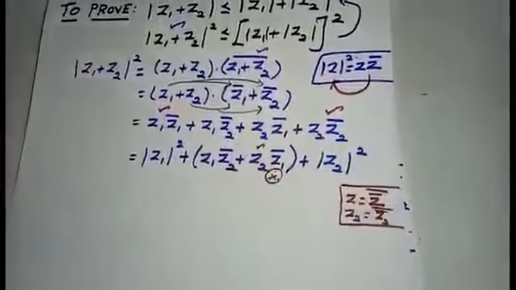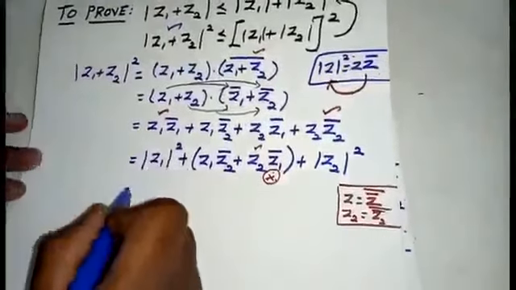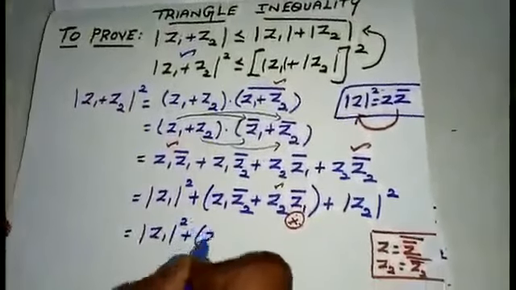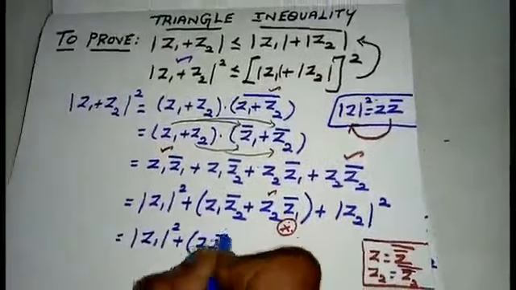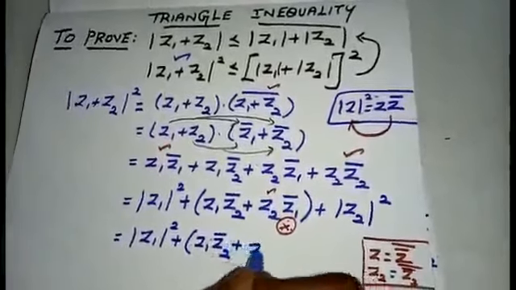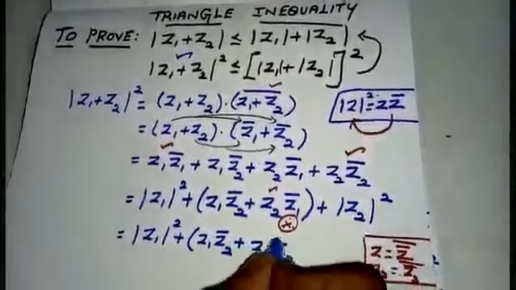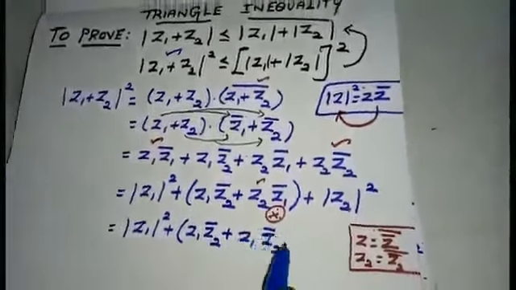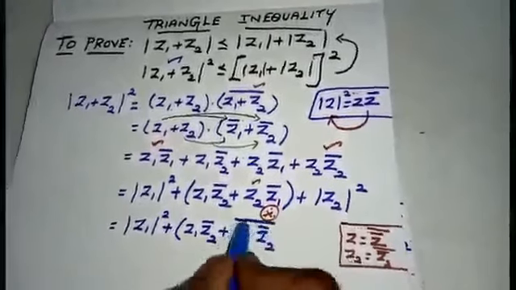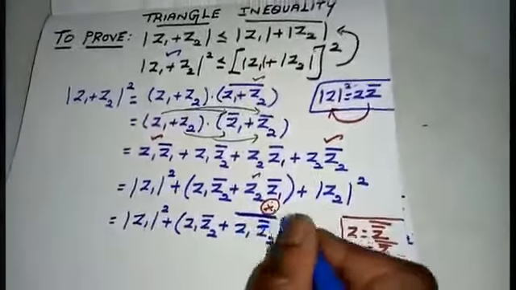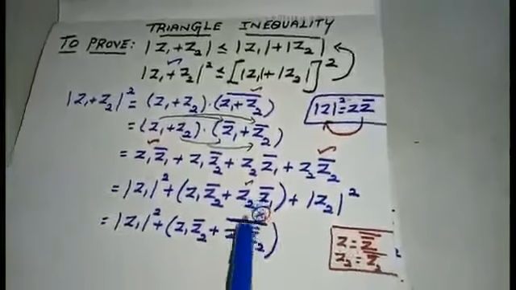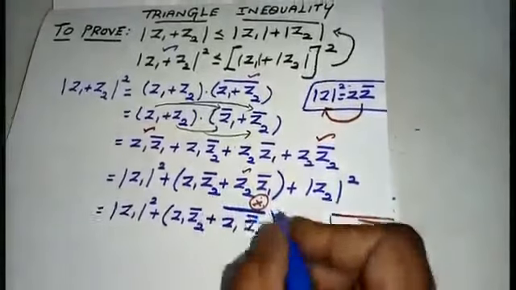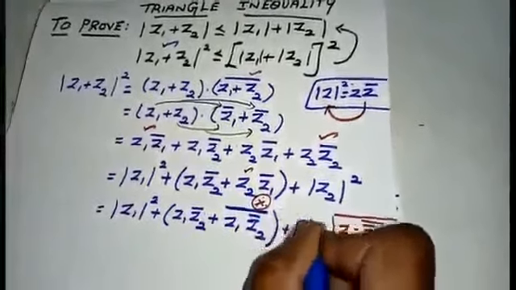Just see here how I am going to write: modulus of z1 the whole square plus z1 z2 bar plus z1 z2 bar. Just see here students, both the terms will look the same, but z1 z2 bar whole bar. Now see here, without changing the meaning I am writing the term: z1 bar as it is, z2 bar the whole bar is nothing but z2, plus the last term, modulus of z2 the whole square.